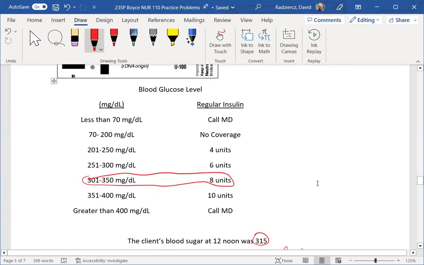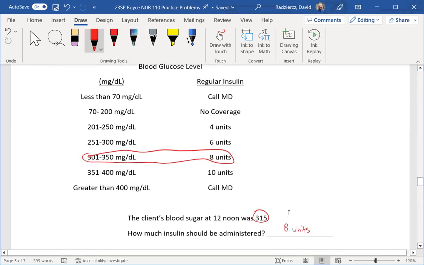But what you would do is look at the client's blood sugar level. So in this example, the blood sugar was 315. And so you would look at the range where that fits, the 315, and that's the 301 to 350. And then it tells you what to do. It says give them 8 units. If it were 215 milligrams per deciliter, you would administer 4 units. It's pretty straightforward as far as it's just reading the table.